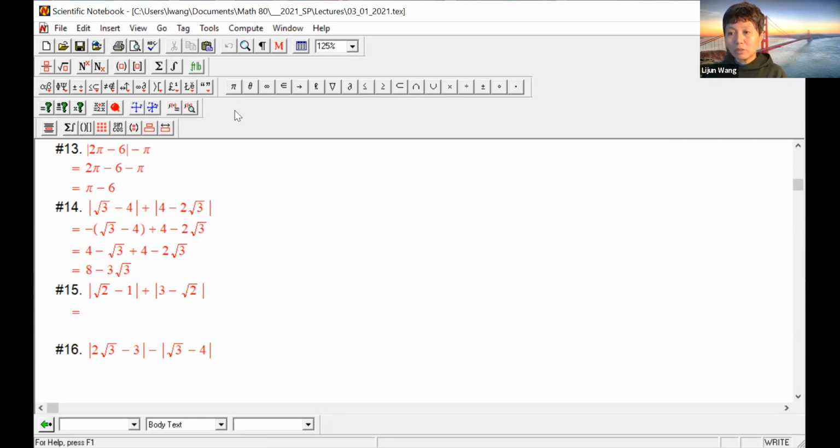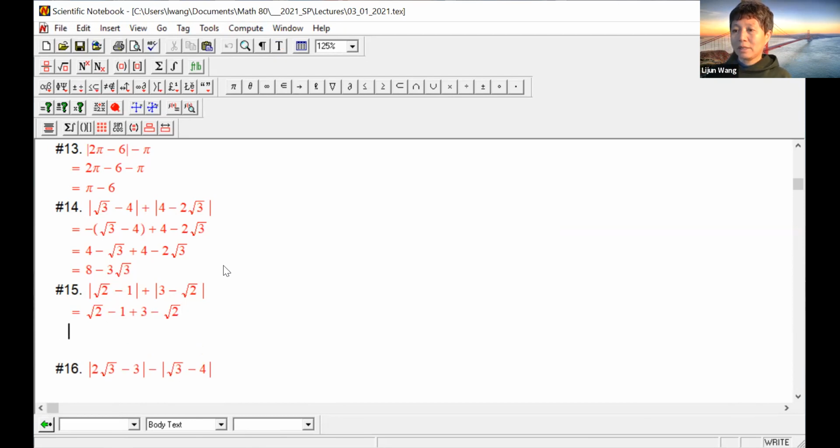So when you work your steps, you know what you're doing. 3 minus root 2 is positive. The absolute value of a positive number is the same as the number. Boom. And then you just combine the numbers. Negative 1 and positive 3, that makes positive 2. And root 2 and negative root 2, that makes 0. Therefore, the final answer is just 2.